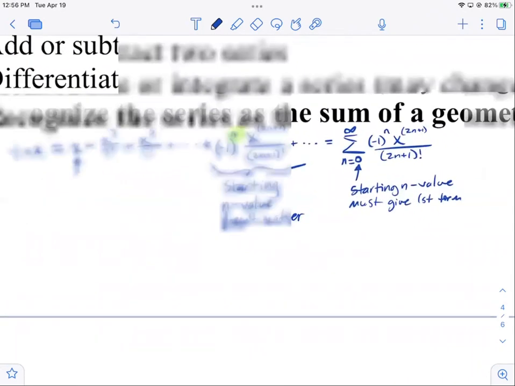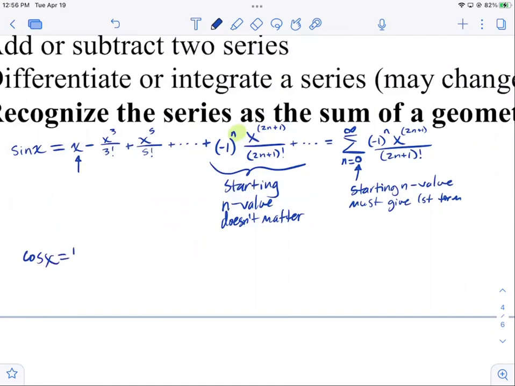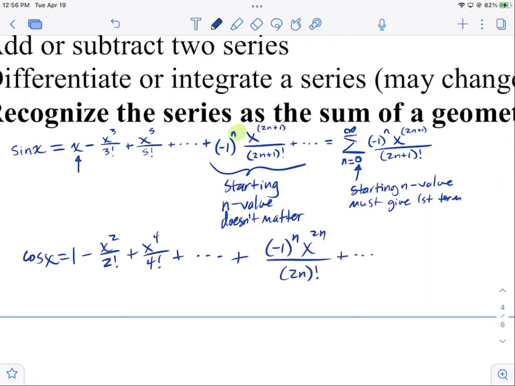All right, so what's it going to be for cosine then? Cosine of x is going to be 1 minus x squared over 2 factorial plus x to the 4th over 4 factorial plus yada, yada, yada, plus negative 1 to the n times x to the 2n over 2n quantity factorial plus dot, dot, dot. And you can check, when you plug in a 1 for n, you get x squared over 2 factorial, which is the second term. And when you plug a 1 in for negative 1 to the n, you get a negative. So that matches. But again, when I collapse it down to sigma, we have to start at 0.